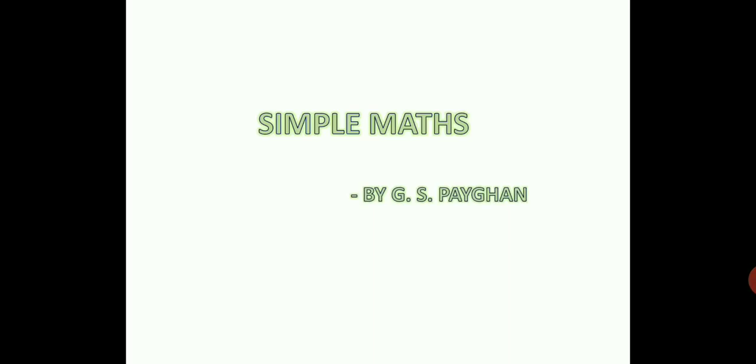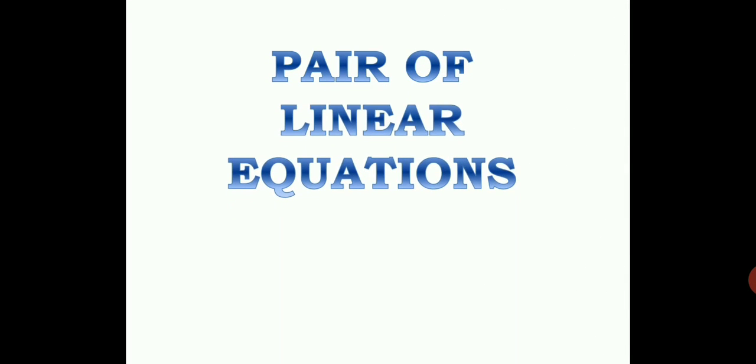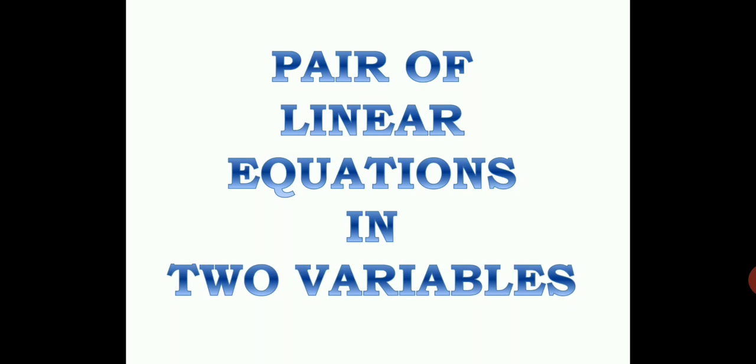Today we are going to study about pair of linear equations in two variables with some examples. We know that linear equations, when they are in pairs, have a solution. Means what? Two lines are intersecting, then they have a unique solution. So how can you find the solutions? For finding the solution, there are three methods.